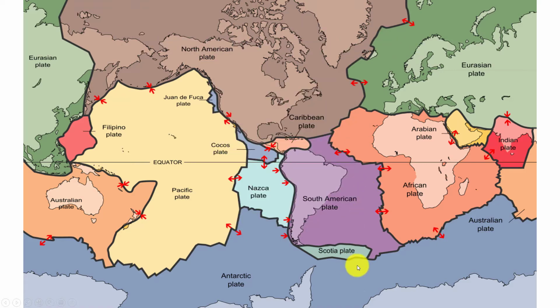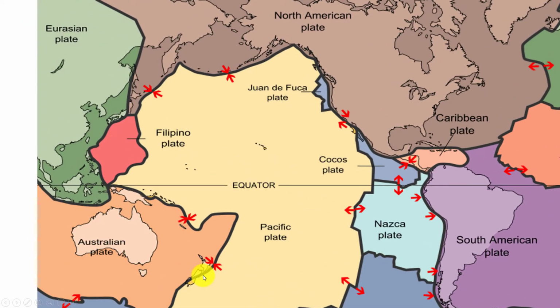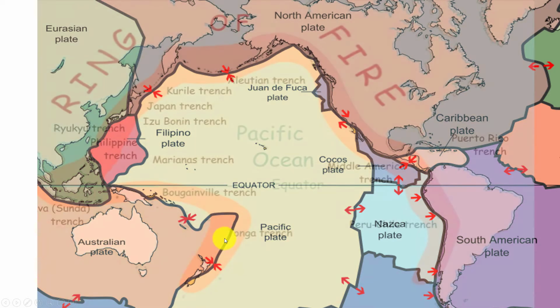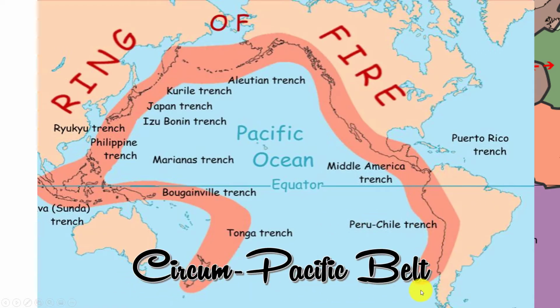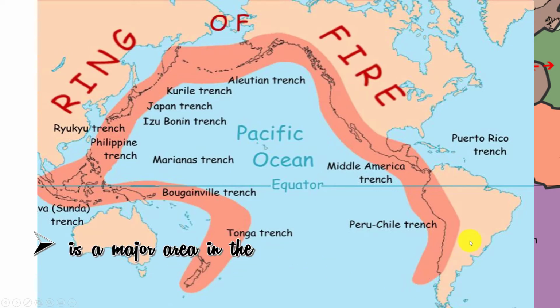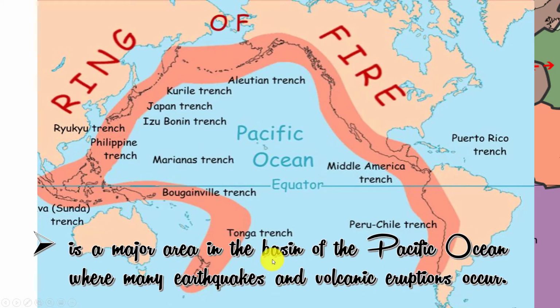And because we'll be focusing on convergent boundaries, zoom in tayo sa Pacific Plate. Dahil dito madaming convergent boundary. If we trace the boundaries of the Pacific Plate, we will find a very familiar zone which is named the Pacific Ring of Fire, also called the Circum-Pacific Belt. Ano nga ba meron dito? This is a major area in the basin or pinaka-malalim na parte ng Pacific Ocean where many earthquakes and volcanic eruptions occur. So ano ngayon ang koneksyon ng convergent boundaries ng Pacific sa dami ng bulkan niya?